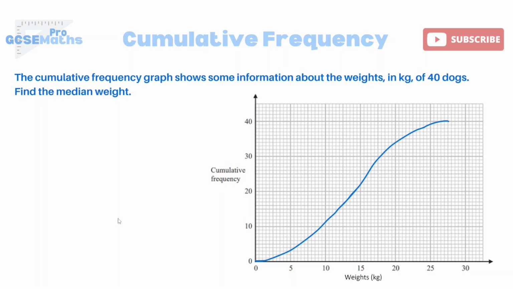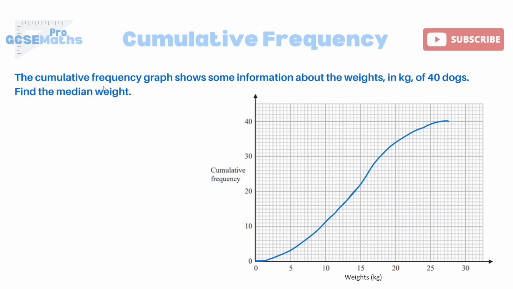So the cumulative frequency graph shows some information about the weights in kilos of 40 dogs. They've given us the total. You can see at the top of this graph, it also comes to 40. Find the median weight. So the median means the middle, okay? That's quite straightforward. Most people know that. But then you're kind of thinking, well, the middle of what? The middle of the y-axis, the cumulative frequency, or the middle of the x-axis, which is the weights.